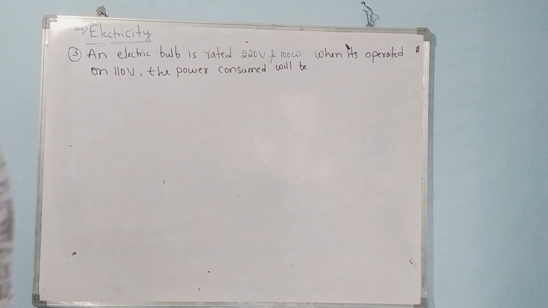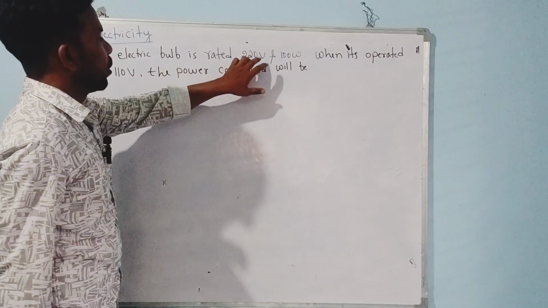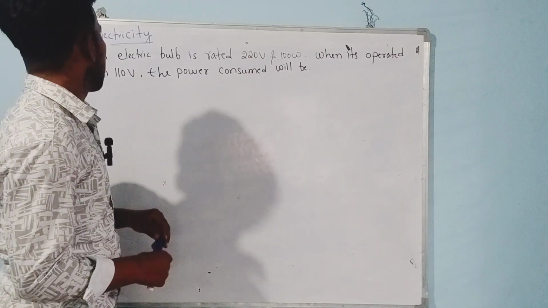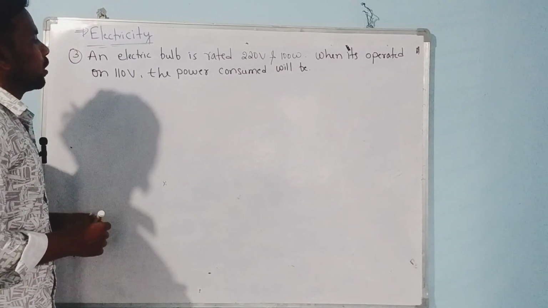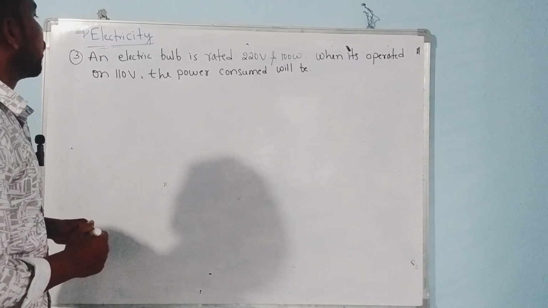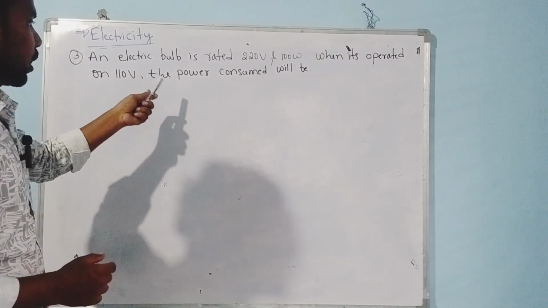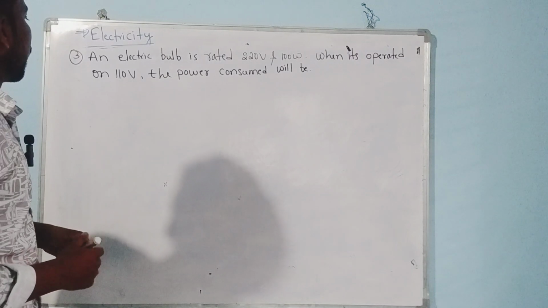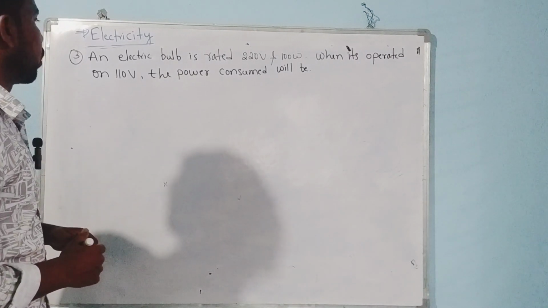Here the next question. An electric bulb is rated 220 volt and 100 watt. When it is operated on 110 volt, the power consumed will be. Here you have to calculate power consumed when operating on 110 volt.